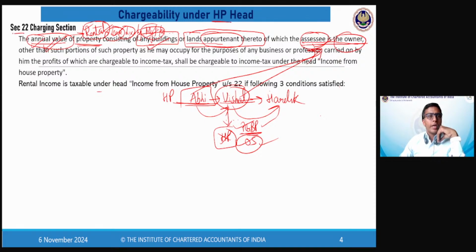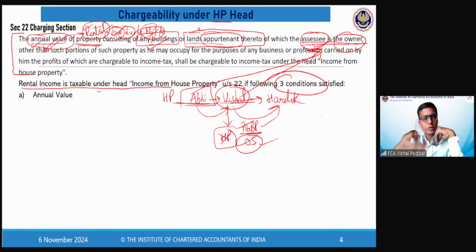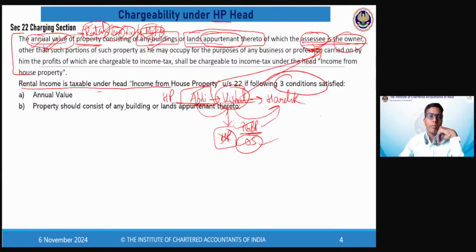Now, this entire charging section, whatever it is saying, I have put it in simplified language here. According to me, there are broadly three conditions to be satisfied for anything to be covered under the head HP. First, it should not be a one-time value. It should be a recurring value, annual value, which may be called rent, lease, hire, whatever. Second, the property should be either a building or land which is part of the building, attached to the building. So vacant land will not be covered in any case. And for the time being, buildings are all covered, but I'm saying time being because we are yet to discuss the exceptions.